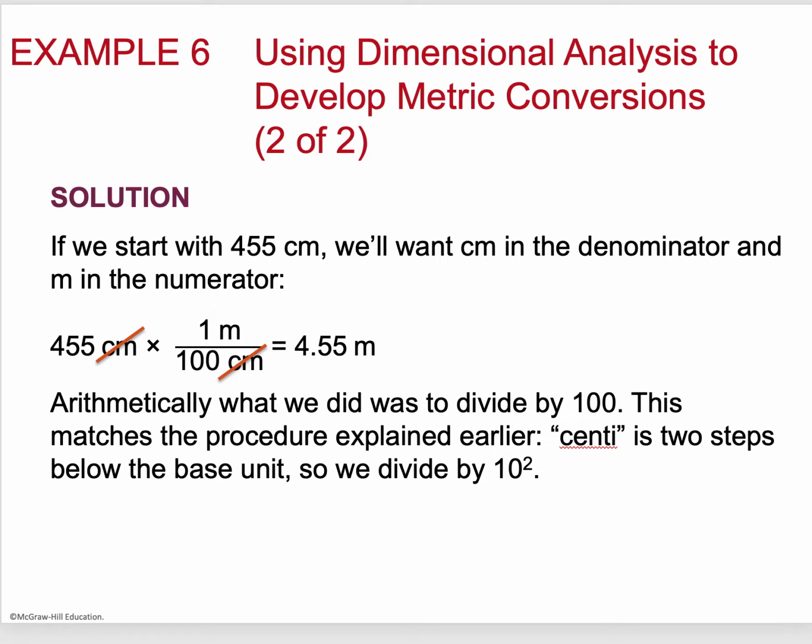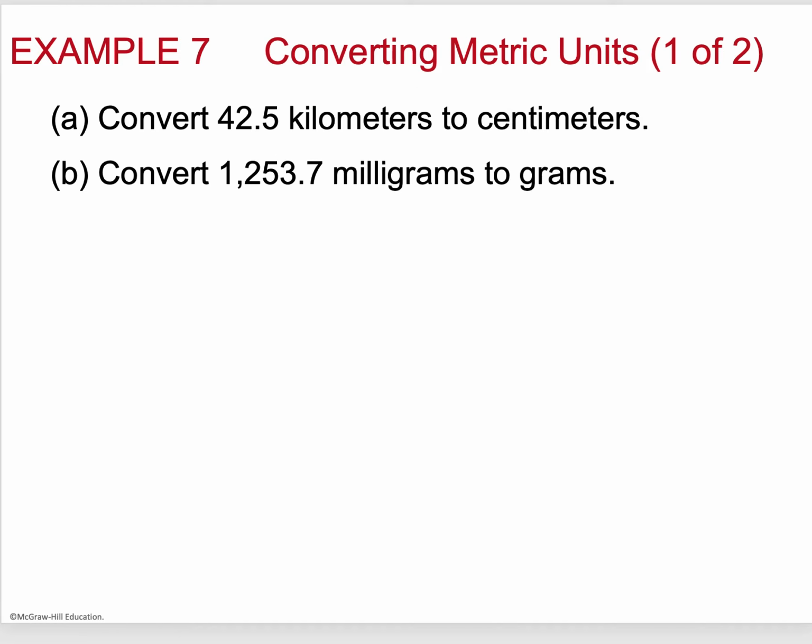Now notice my conversion factor is 1 meter over 100 centimeters. Notice that centimeters is in the denominator. So if you're not sure how to use that rule to multiply or divide, you can just say it's got to be in the denominator. So I'm going to do 455 divided by 100, and that's going to give me 4.55 meters. So it should make sense. Basically, we're moving the decimal place around.